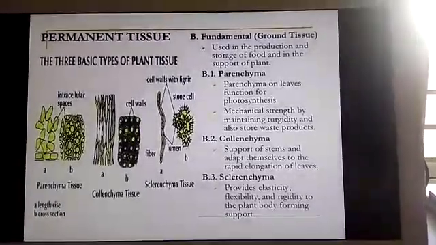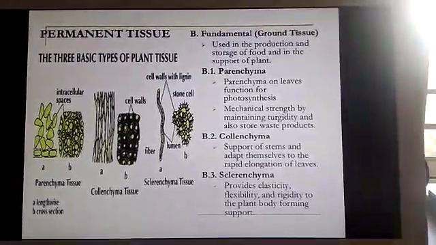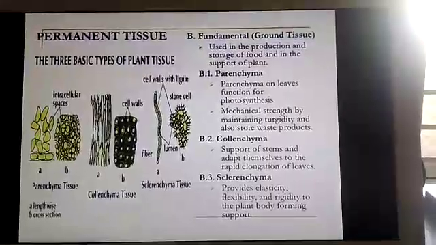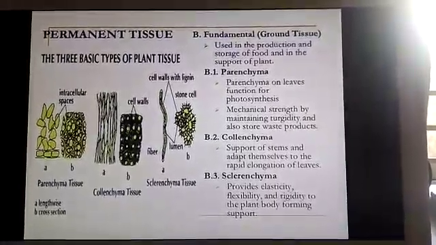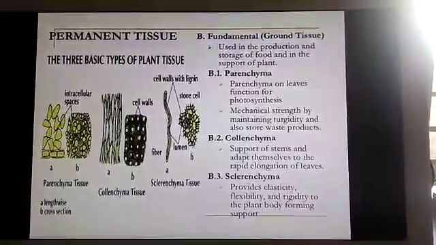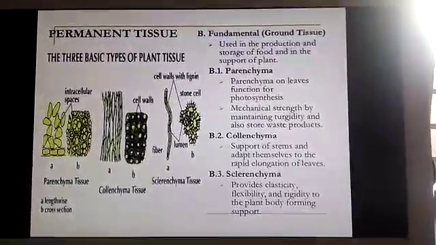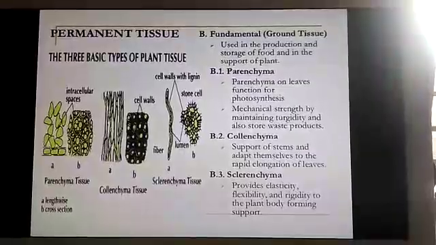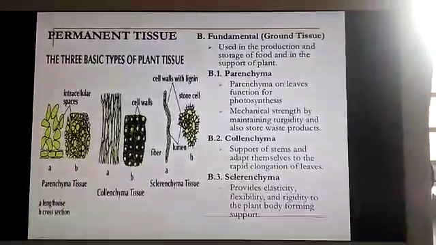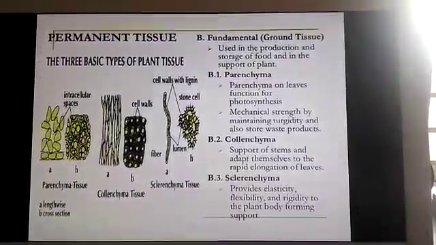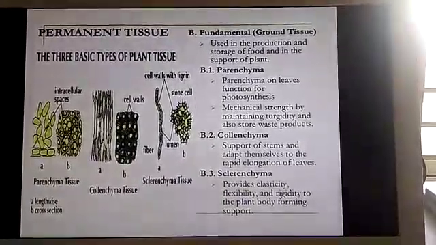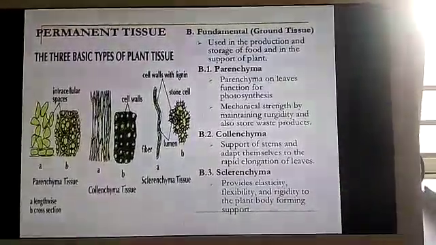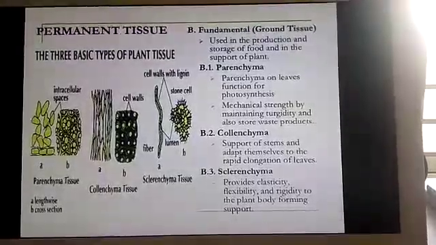So till now we have discussed the cell, tissues, types of tissues, and tissues in plants. In that, we are going to discuss the permanent tissue. The three basic types of plant tissues in the permanent tissue are parenchyma tissue, collenchyma tissue and sclerenchyma tissue. Fundamental tissue, that is ground tissue, is used in the production and storage of food and in the support of the plant.